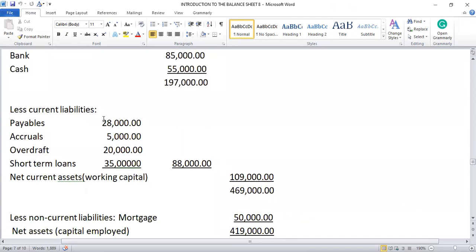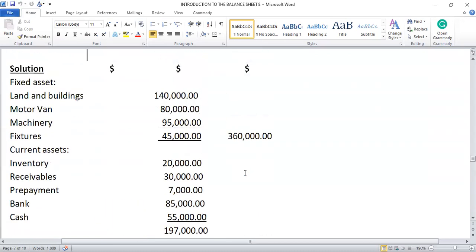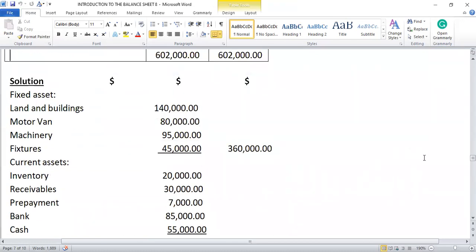This figure, you less the current liabilities, which are payables, $28,000, accruals, $5,000, overdraft, $20,000, short-term loans, $35,000. You get this figure. You deduct it from your current assets. So current assets minus current liabilities, you get your working capital. Then you add it up, which is 109. Your working capital is $109,000. Then you add it to your fixed assets, which is $360,000. Then you get what?